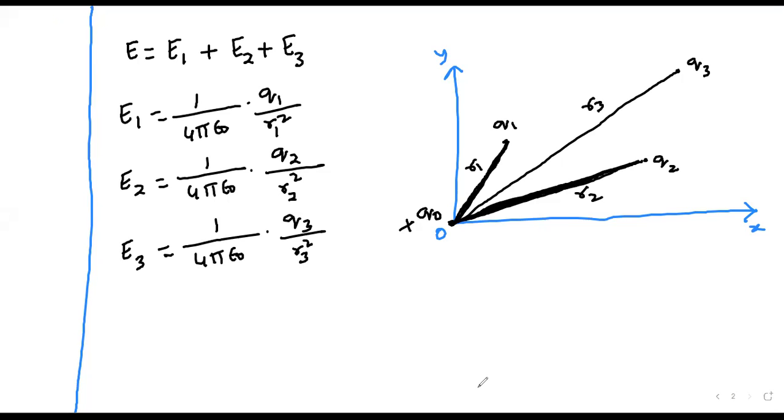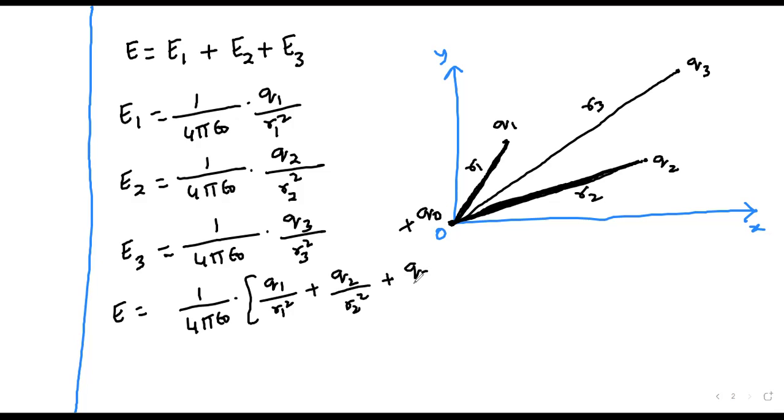So here we can say that the total electric field is equal to, in all these terms, 1 by 4 pi epsilon naught is common. So I can write Q1 by R1 square plus Q2 by R2 square plus Q3 by R3 square. Here I am having three charged particles.